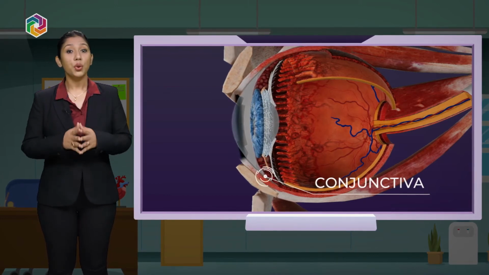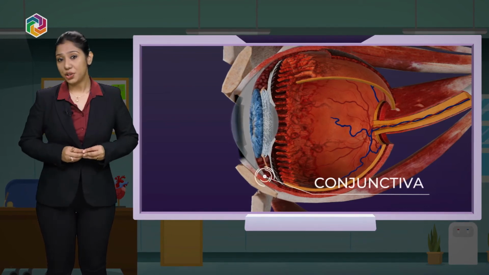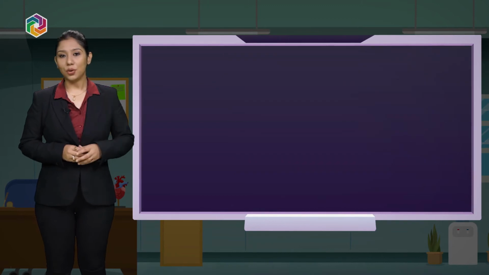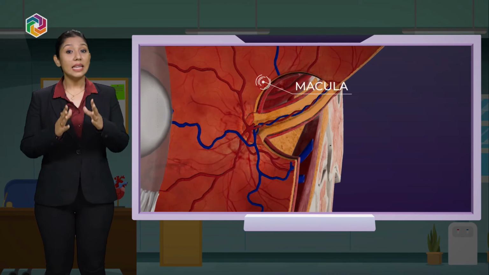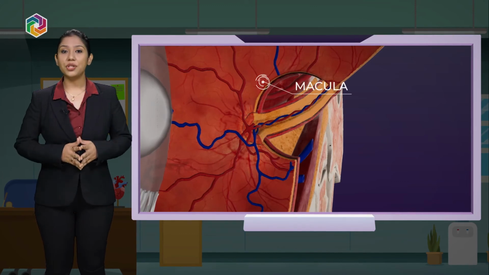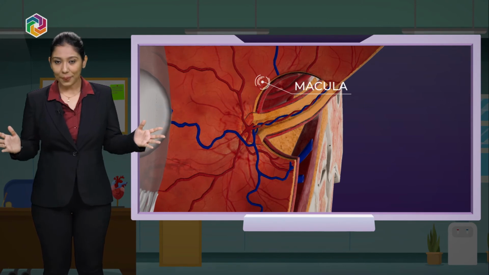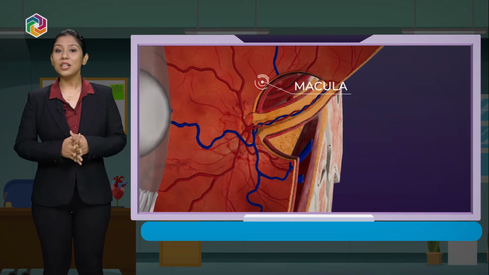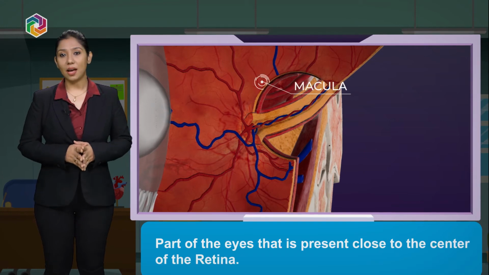I am sure you all might have experienced that your grandparents' vision is much weaker than yours. Do you know why it happens? It is because of the degeneration of the macula. But what is the macula? The macula is the part of the eyes that is present close to the center of the retina.